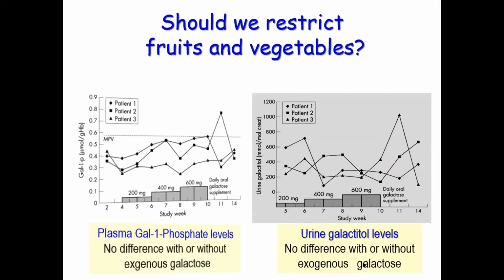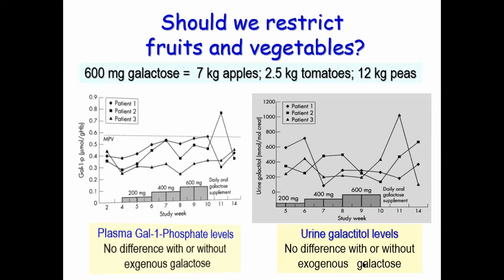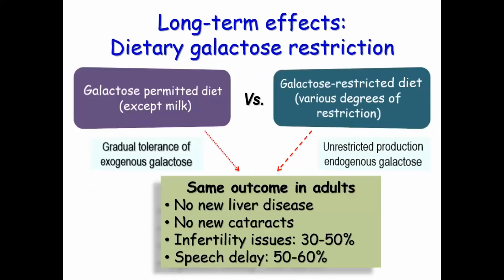This is a study which looked at a few patients who were consuming a lot of fruits and vegetables and what happened to their galactitol level. They found no change, nothing happens to them. So there is no difference with or without exogenous galactose. And they say to generate 600 mg of galactose to produce toxic levels, you must eat 7 kilos of apples, 2 kilos of potatoes, and 12 kilos of peas to generate this amount of galactose, which can be toxic to your body. So basically, fruits and vegetables can be given.